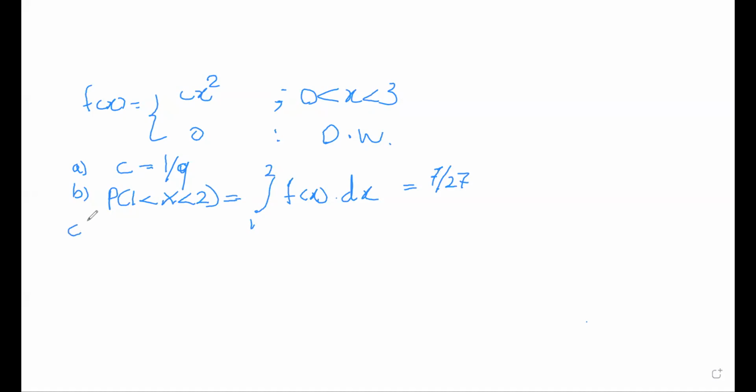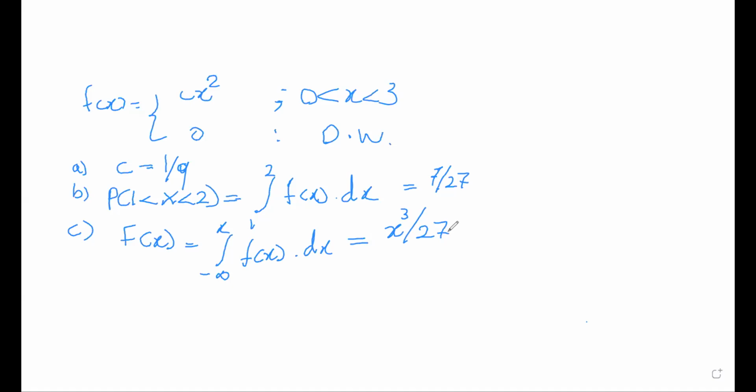Then as part C, we found the distribution function. Right? The distribution function F(x), that is the cumulative distribution function. So we can find the cumulative one as the integral from minus infinity to x of f(x) dx. Right? So according to that, we found that the cumulative distribution or the distribution function is equal to x cubed over 27. Right?